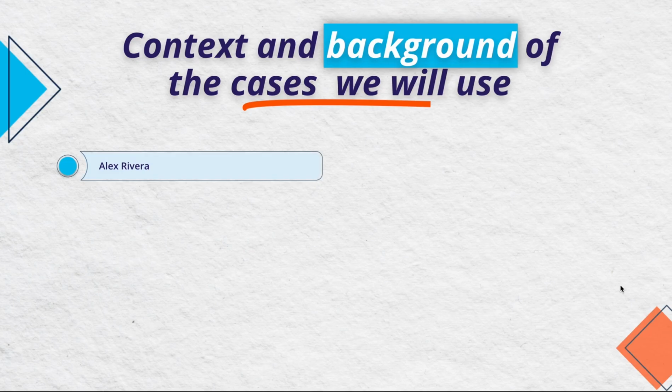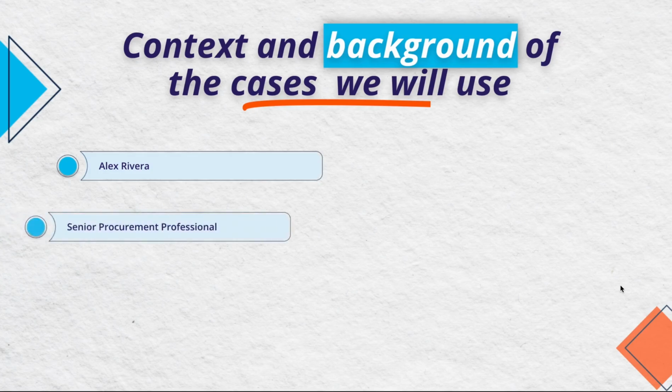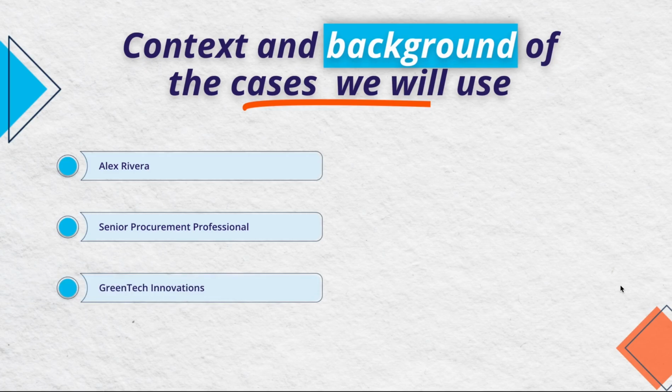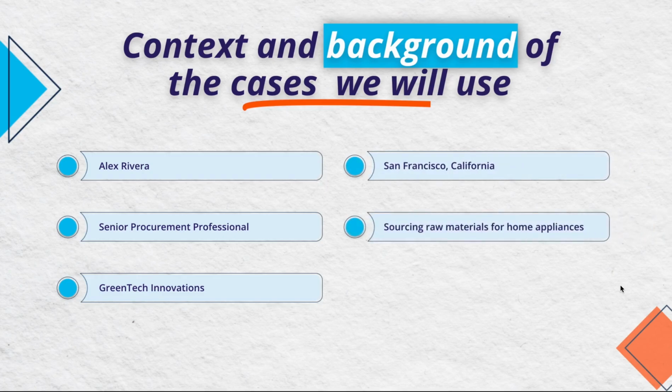In all of the following lessons, we will discuss the case of Alex Rivera. He is a senior procurement specialist and he works at the company Green Tech Innovations. It's a mid-sized company specializing in eco-friendly technology solutions, including solar panels, wind turbines, and energy-efficient home appliances. Green Tech Innovations is committed to sustainable and ethical business practices. They're located in San Francisco, California, and here's the scenario.